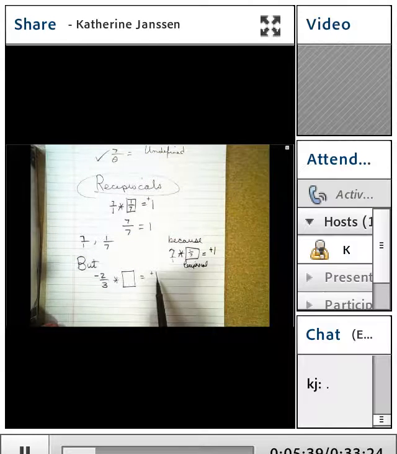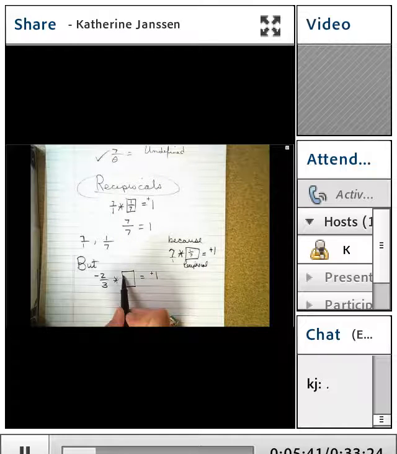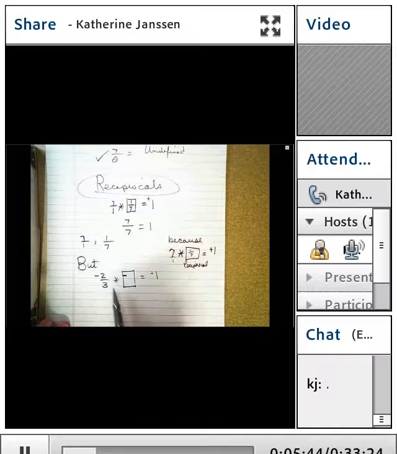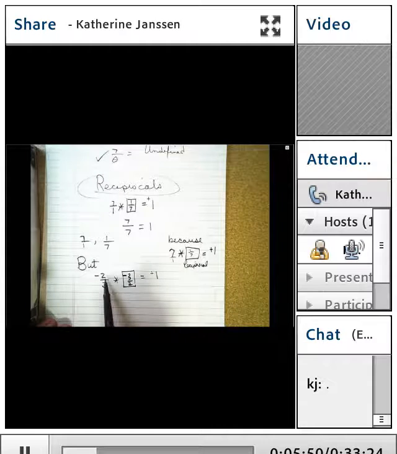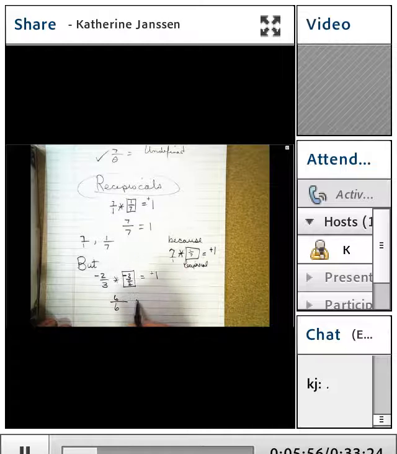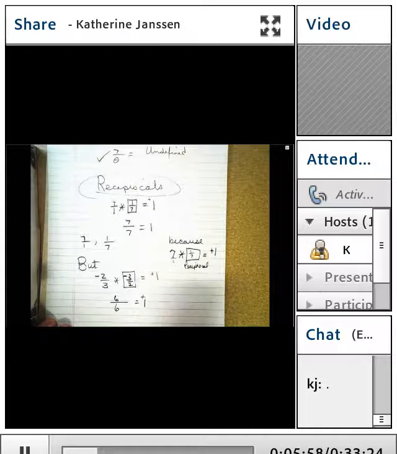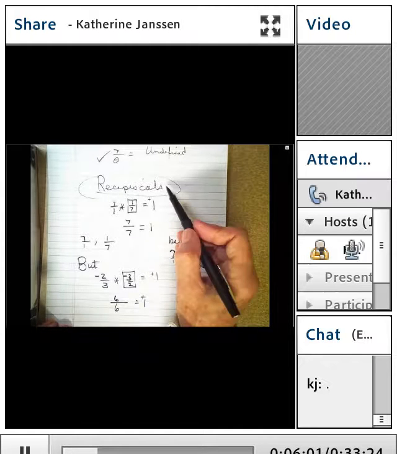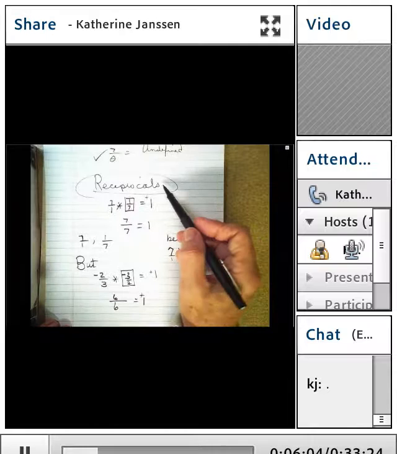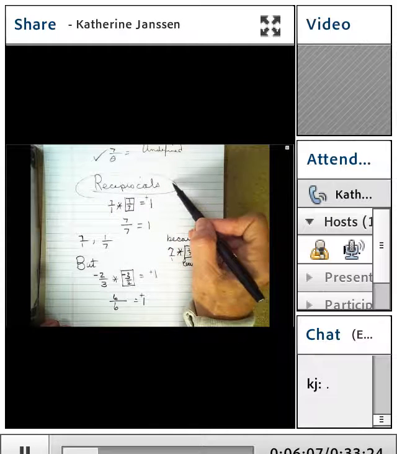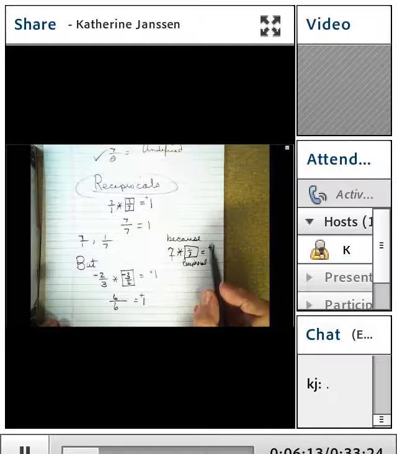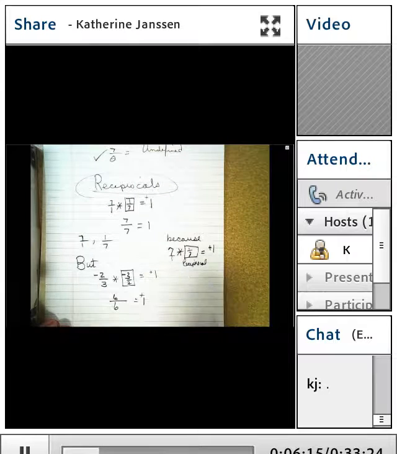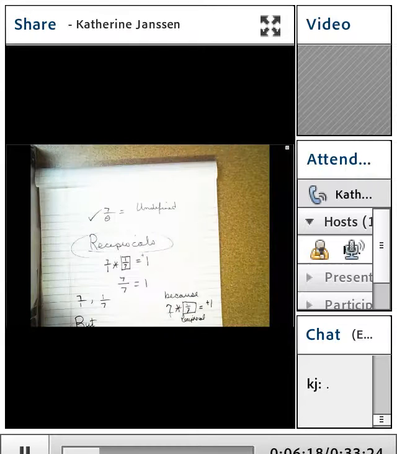So a negative times a negative is going to be positive. 2/3, if I flip it, would be 3/2. 2 times 3 would be 6. A negative times a negative is positive, and 3 times 2 is 6, which is another name for positive 1. So with reciprocals, the reciprocal of a number is flip it, but keep the sign. If it's positive, your reciprocal will be positive. If your number is negative, your reciprocal will be negative. We have to maintain sign control when we're working with reciprocals.